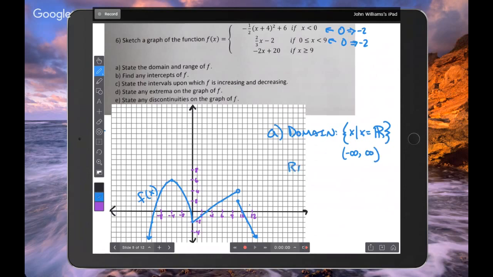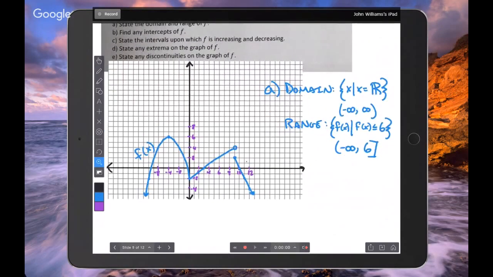And range looks like it gets up to 6, but that's as high as it goes. So we can say f of x such that f of x is less than or equal to 6. In other words, negative infinity to 6. Cool.